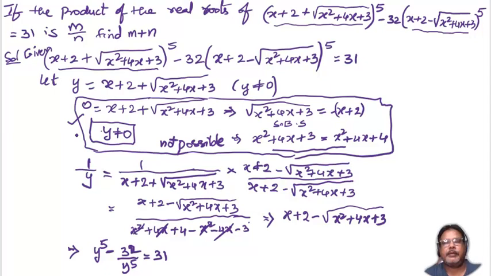Now 1 by y I am taking, 1 by y I am getting the value x plus 2 minus root of x square plus 4x plus 3. Now substituting the values here, y power 5 minus 32 by y power 5 is equal to 31. I hope you understood up to here. We are going to next one.